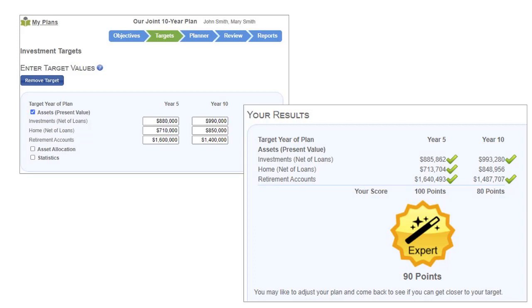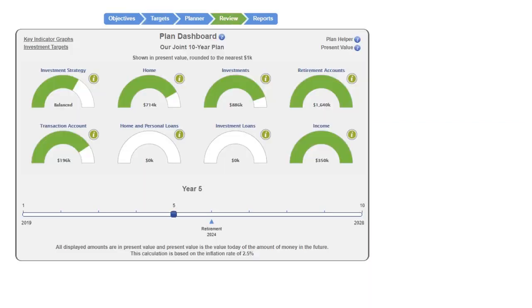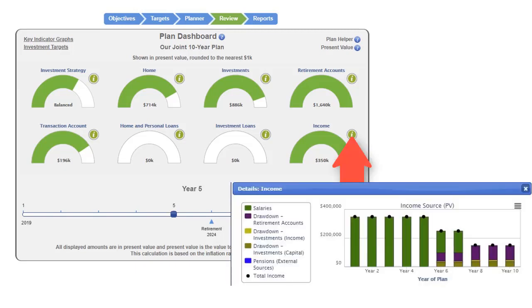Let us have a quick look at the other chevrons. The financial targets have been entered. On the review page, you can move the slider to see the results for any year of the plan, and you can click on the information icon to access more information.